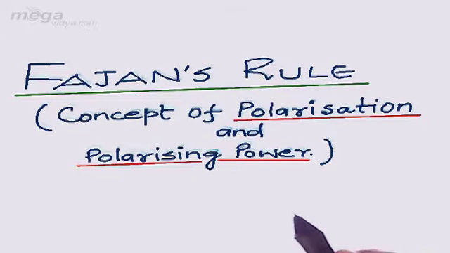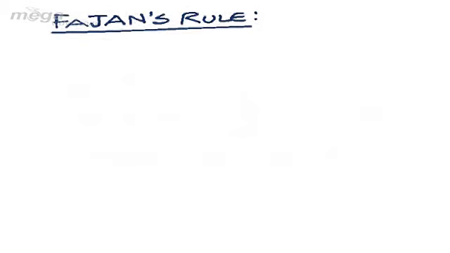So, students, we have to discuss Fajan's rule, where we shall be dealing with polarization and polarizing power. Already we have discussed three types of bonding, that is ionic, covalent, and coordinate bonding. After that, we shall be dealing with what Fajan's rule explains.